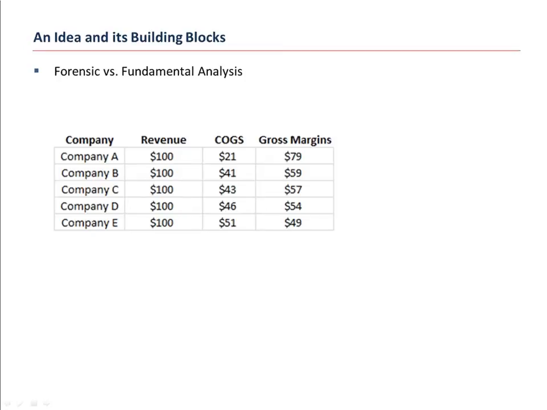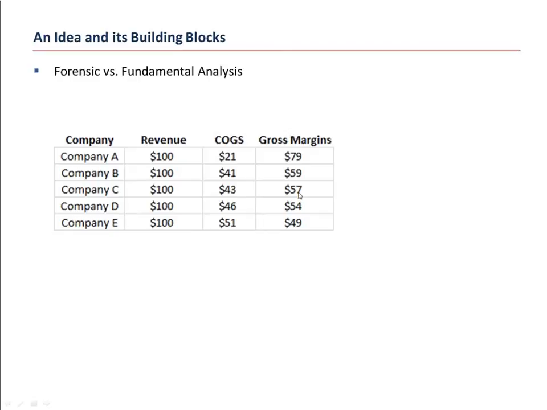Let's pretend we live in a world where there are only 5 companies and they're identical in size, in product, and even in revenue. This implies that whichever of these companies is the most profitable is based exclusively on the quality of management. In this table here, we can see 5 companies, each with $100 in revenue, selling the exact same widget. The difference, however, can be seen in their gross margins. It appears that the firms are different in their production efficiency.